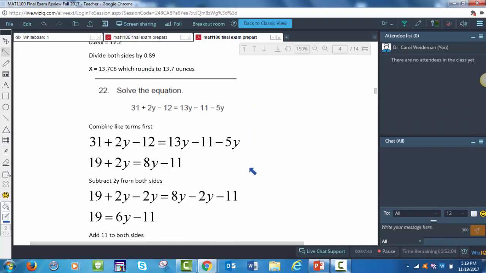Solve the equation. All right, combine like terms on both sides first. So on the left side, I end up with 19 plus 2y, and on the right side, I've got 13y minus 5y gives me 8y.